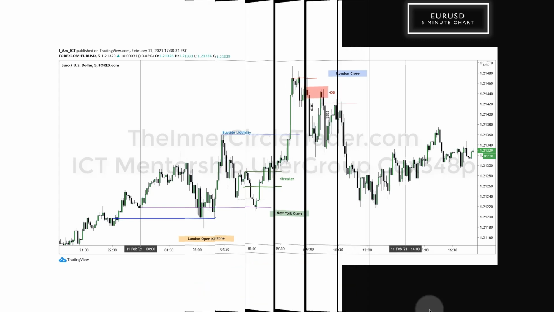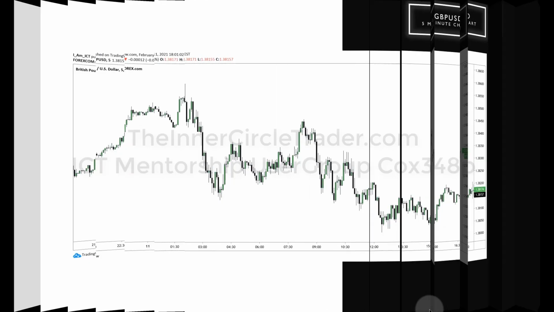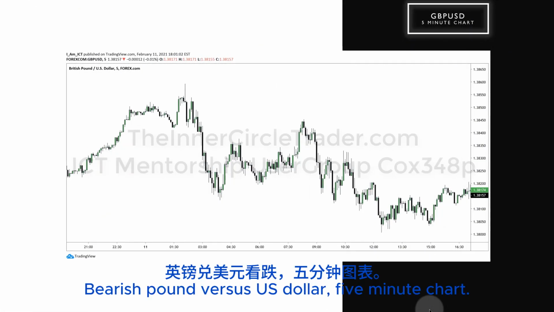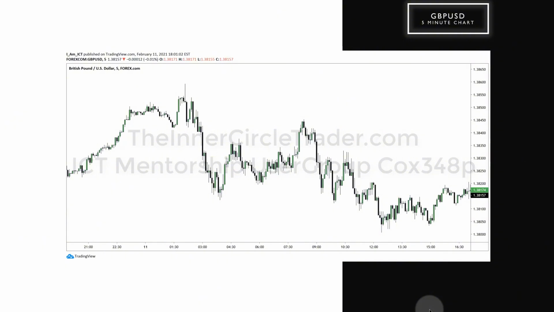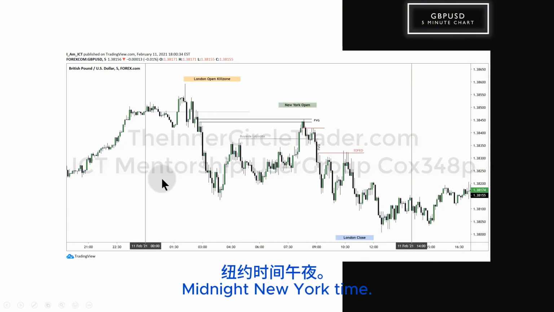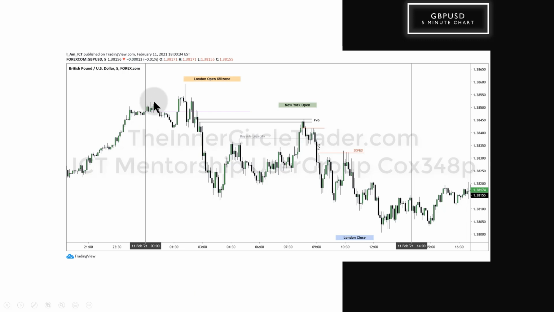Moving on into cable. British pound versus US dollar 5-minute chart. Midnight New York time. Short-term high. Rallies up. London open kill zone.